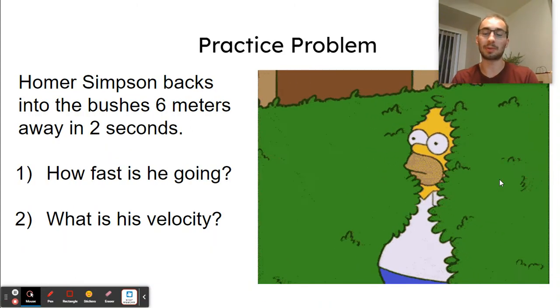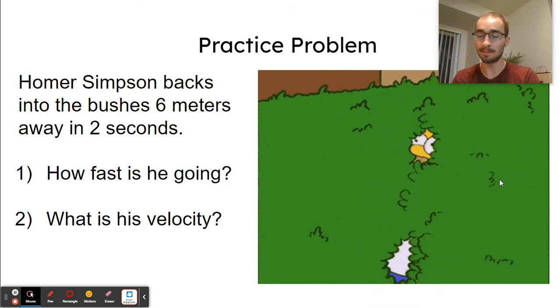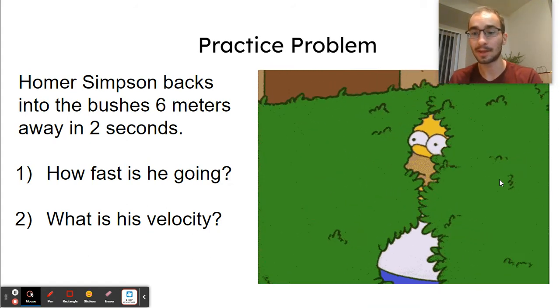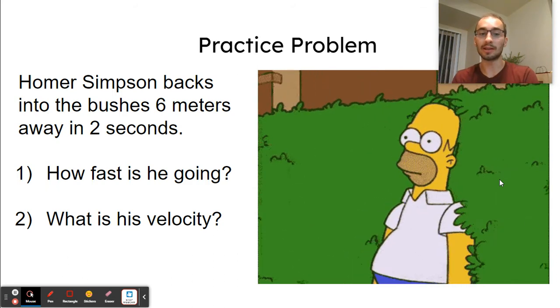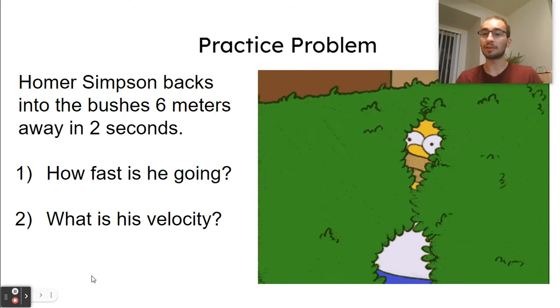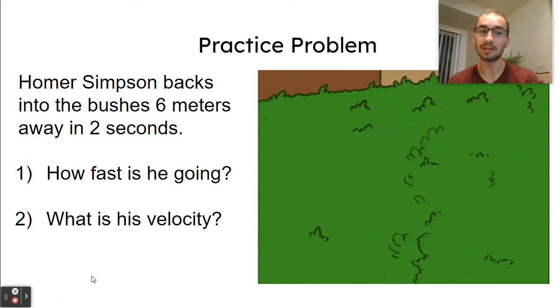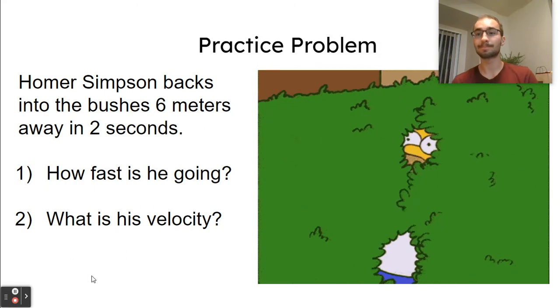And here's my practice problem for you. Homer Simpson backs into the bushes 6 meters away in 2 seconds. How fast is he going, and what is his velocity? Try and figure those two out right now. Pause the video and refer to the speed formula to figure out number 1.